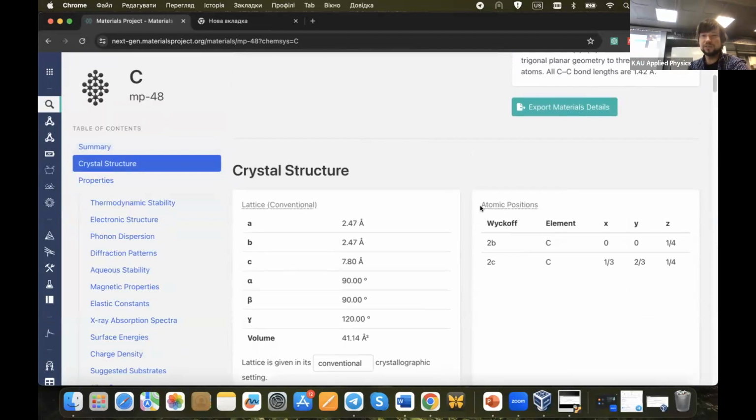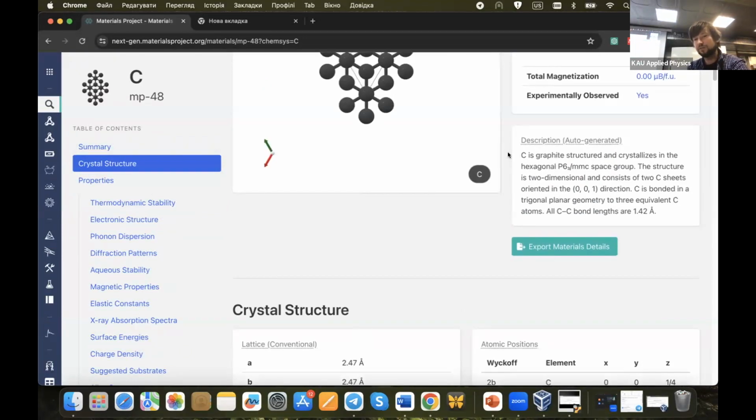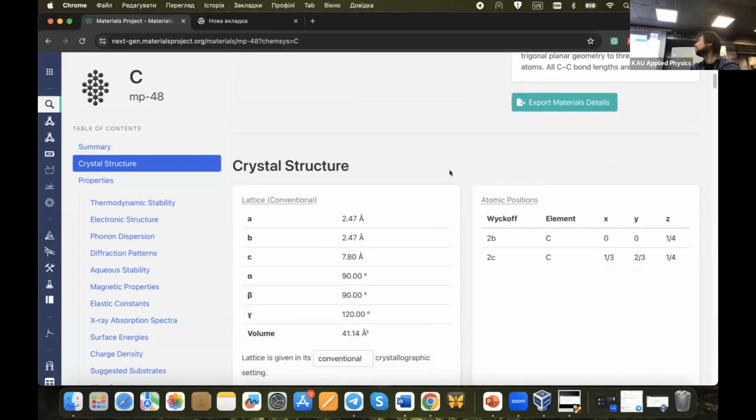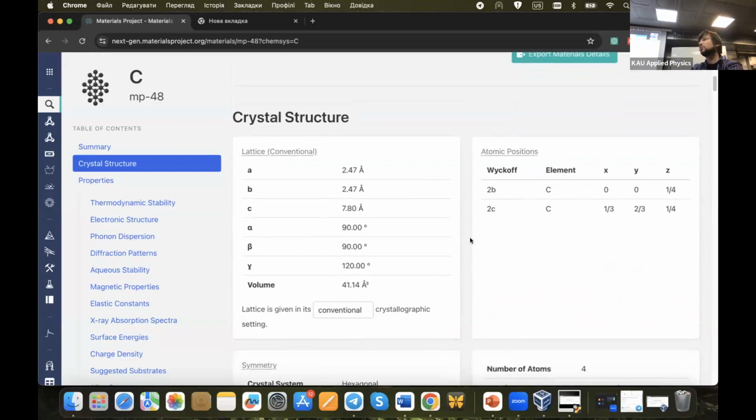Wyckoff positions are an economical way to write these positions, because sometimes we have 4 atoms, and it's not a big deal to type 4 atom coordinates. But sometimes we have 20 atoms, or 30, or 100, or 1,000 atoms. And in this case Wyckoff positions are very useful, because for each position we can type 20 atoms or 16 atoms or something. For example, here we have only 2 Wyckoff positions. Each stands for 2 atoms, 2b and 2c.